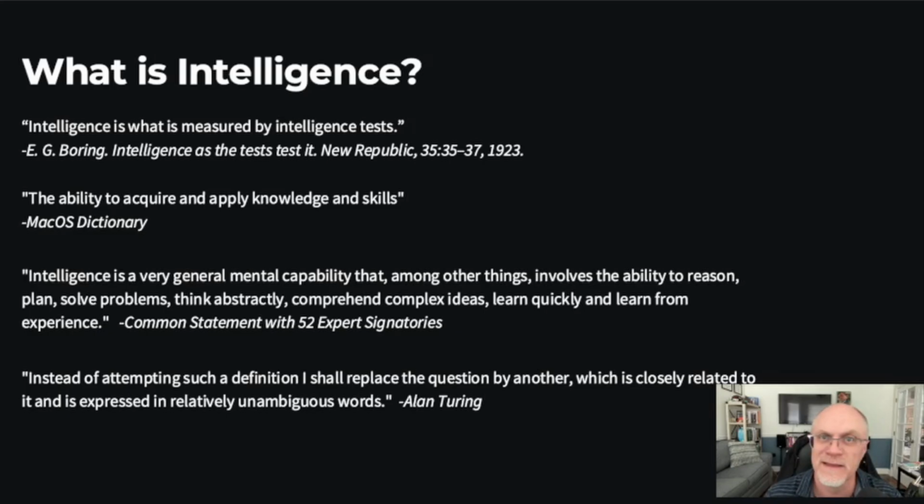If you look, the dictionary that comes with macOS defines intelligence as the ability to acquire and apply knowledge and skills. And then you get some other, this next one is pretty interesting. It's a very general mental capability that includes in this list of different things, to reason, plan, solve problems, think abstractly. These are all things we could probably agree, yeah, no, that sounds good.